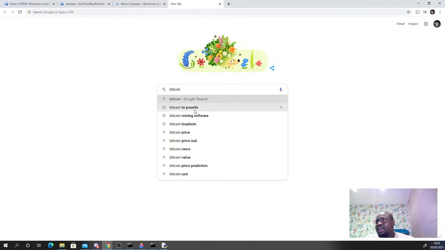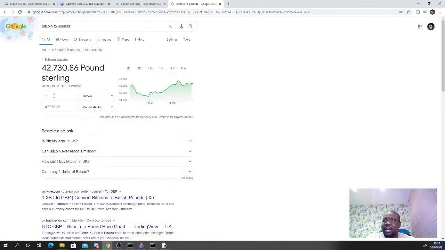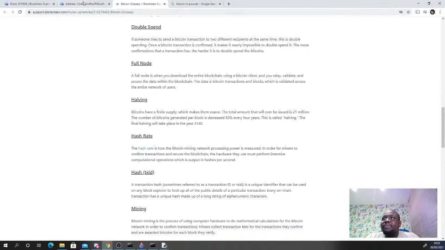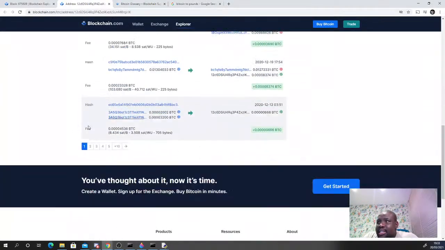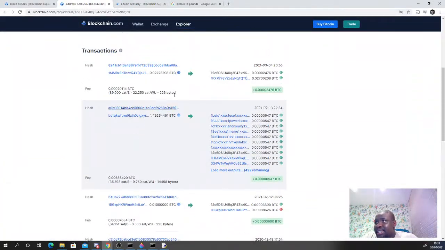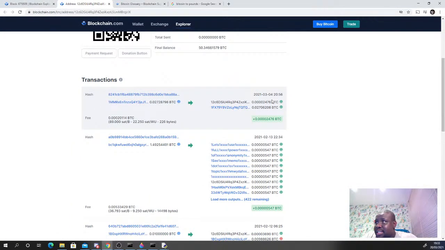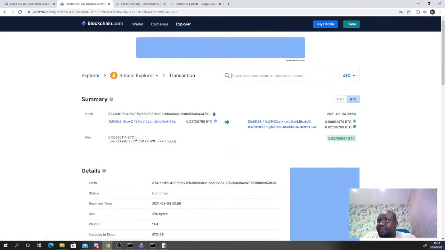Bitcoin. I'm going to set it to pounds because this is where I am. So it's about 267,000 pounds. So that's what the person has now. That is the latest created block, and these are the transactions. Somebody sent this transaction. This person sent this particular transaction, right?